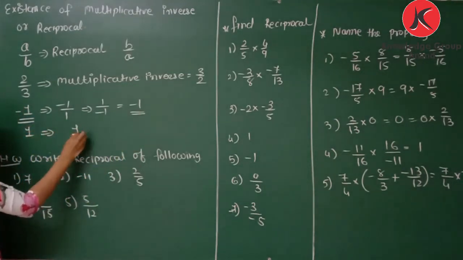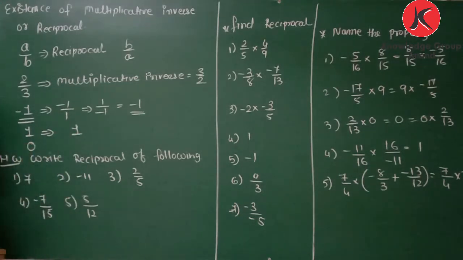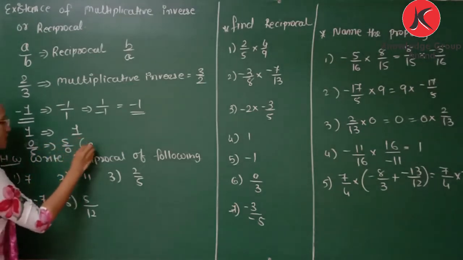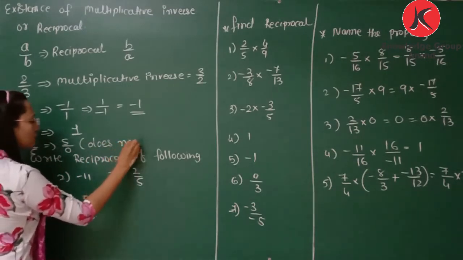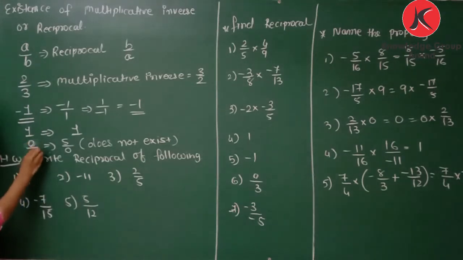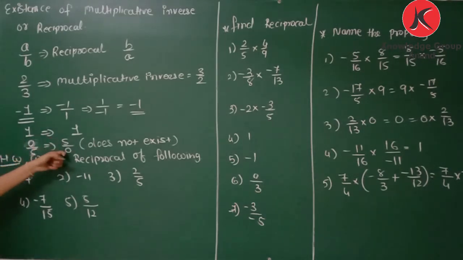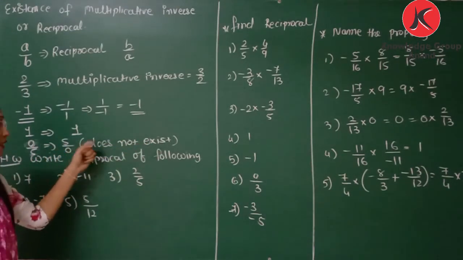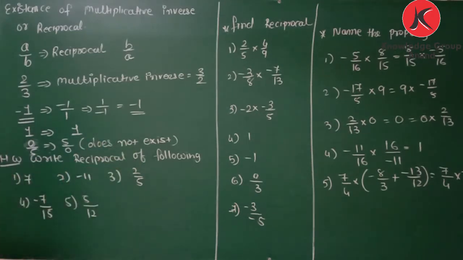Multiplicative inverse of 1 is 1, and multiplicative inverse of 0, for example we have 0 by 5, then its multiplicative inverse is 5 by 0 and it does not exist, or you can write not defined. If there is 0 by 5, then for the multiplicative inverse we need to write the denominator in the numerator and the numerator in the denominator. So we have 5 by 0, but this does not exist. Denominator 0 is not possible, that's why you can write does not exist, or you can write not defined.